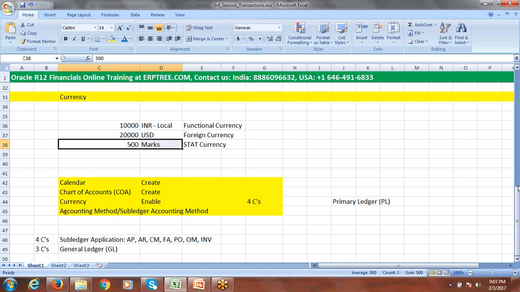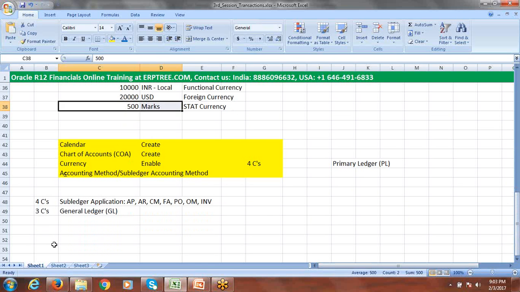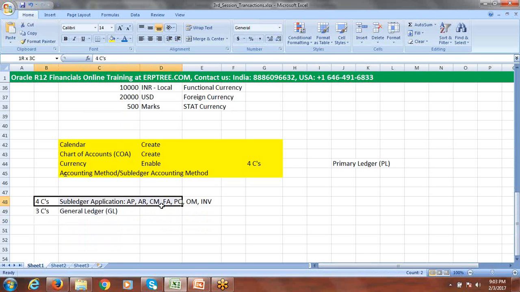Calendars we have to create, chart of accounts we have to create, currencies we have to enable. By using these three C's, we can create transactions only in the general ledger. The actual business transactions will all be created in the subledgers. In the GL, what purpose? Reporting purpose, as we already discussed. Of course, apart from reporting there are some other purposes also, but those are not as primary compared with these transactions. The core business activities happen in the subledgers only, right?